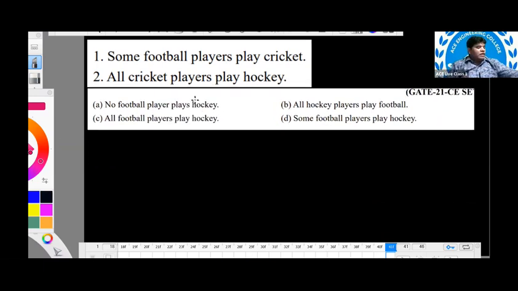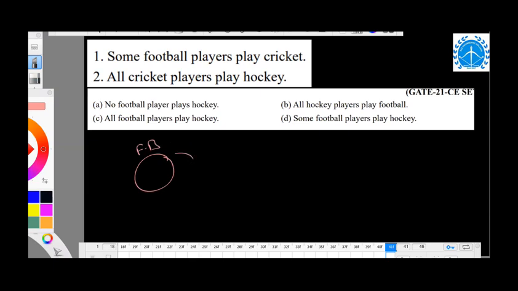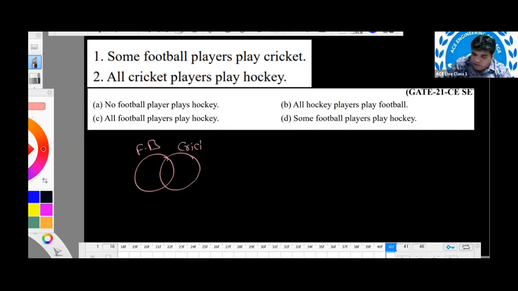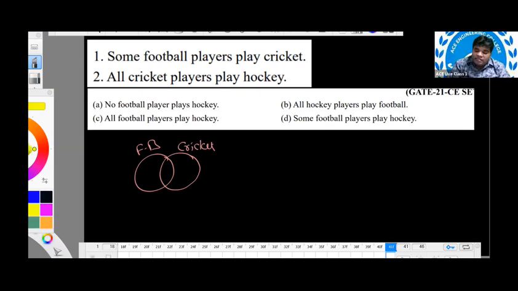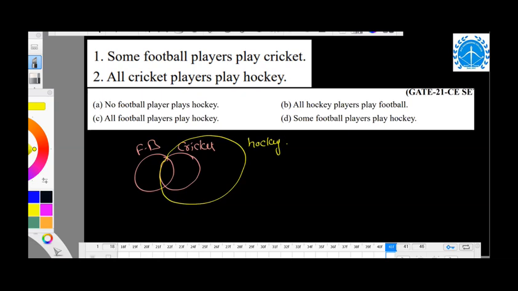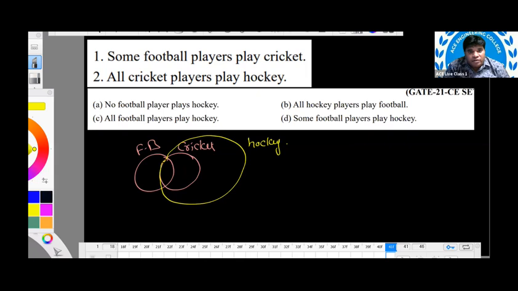Girija, tell me. Some football players play cricket. The intersection, sir, of football and cricket. And all cricket players play hockey. All cricket means we are discussing only cricket players like this. Is there any chance for another diagram? Tell me. That hockey we can include in football also, we don't know exactly. Include means partially included. Look here.